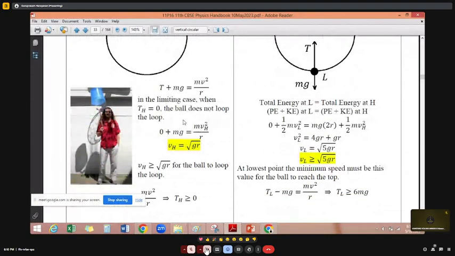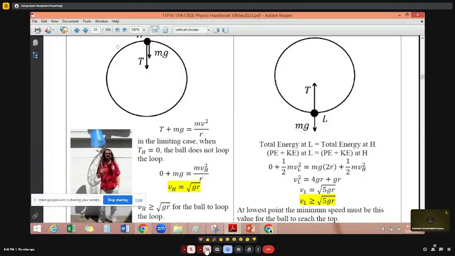Only if you have root of gR at the topmost point, it will do the circling. Only if you give root of 5gR at the bottom of the circle, it will be able to go up to the top. So that means here you should have higher velocity. And as it keeps on going up to the top, the velocity will slowly decrease. Why? Because it is going against gravity. And here the velocity will be around root of gR. So that means root of 5 times more at the bottom. And as it comes down, the speed will increase. So that means it's an example of non-uniform circular motion. It's not a uniform circular motion.